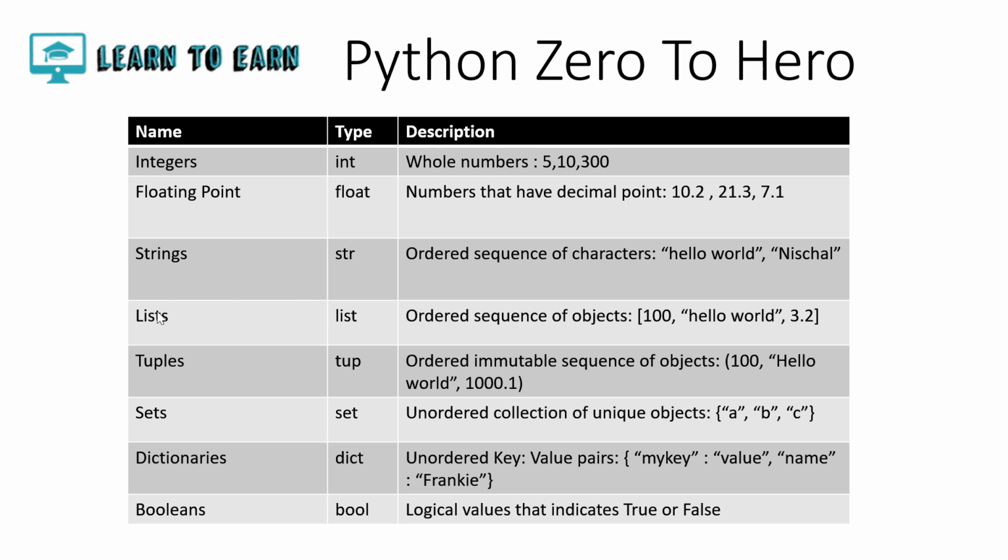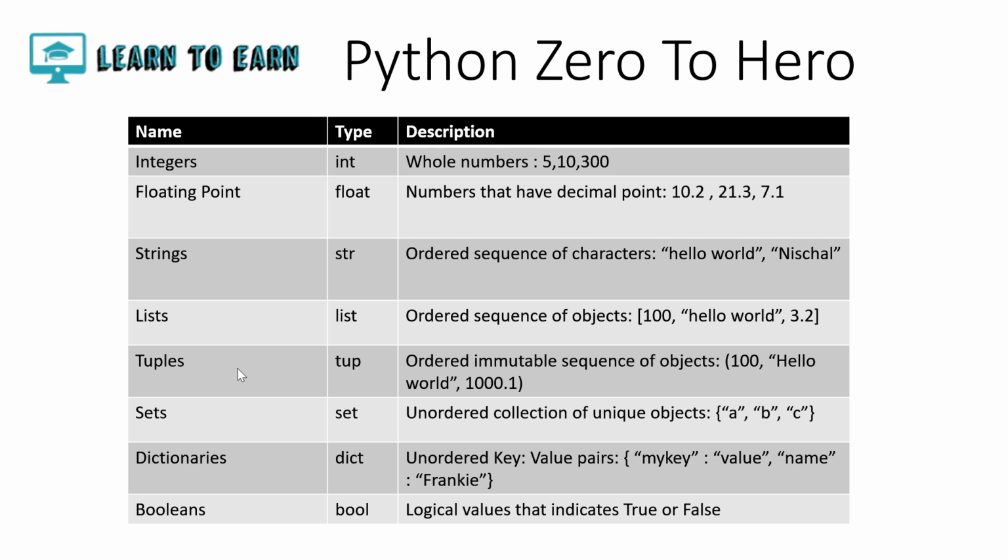Next is list, and its type is list, and it is an ordered sequence of objects. As you can see here, it's inside square brackets. Inside the list can be various types of objects, and each one is separated by commas. As you can see here, there's an int, there's a string, and there's a floating point.